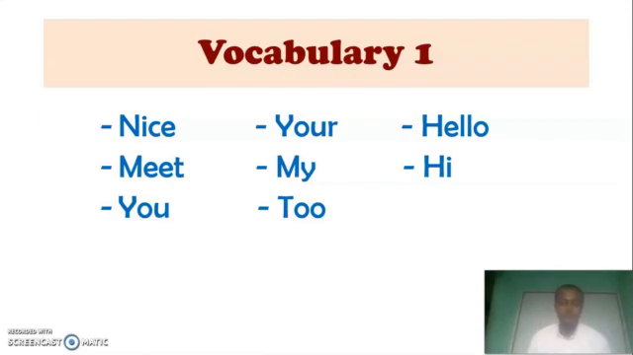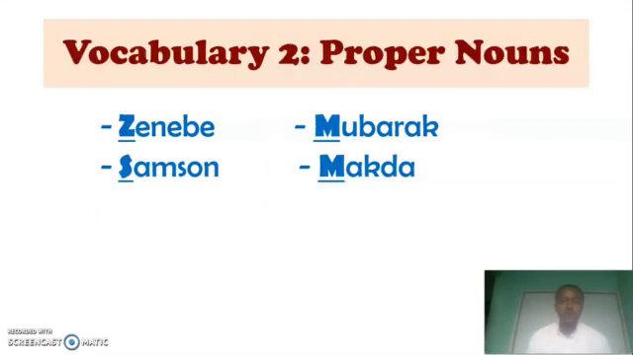When it comes to hello and hi, it is obvious. When you greet a person for the first time, you use these two words, hello, hi. These are mostly used by people when they want to engage in conversation. So use these terms. Let's continue.